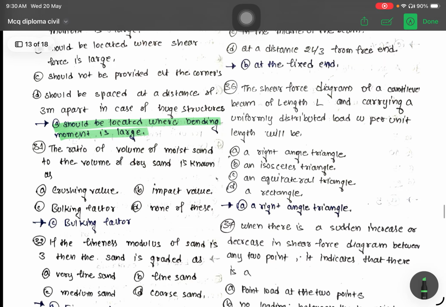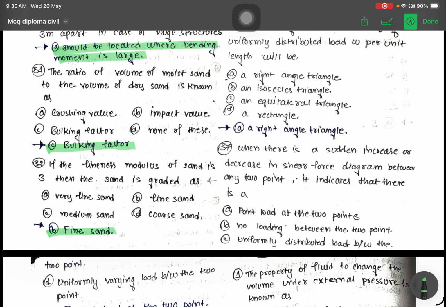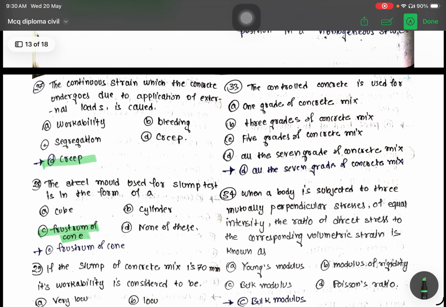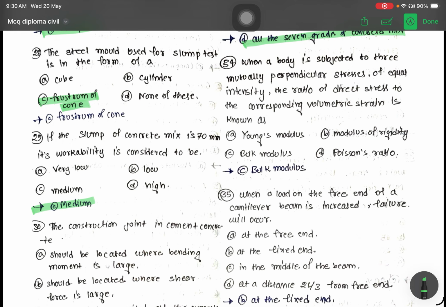The ratio of volume of moist sand to the volume of dry sand is known as bulking factor. If the fineness modulus of sand is 3, then the sand is graded as fine sand. The control concrete is used for all grades of concrete mix. When a body is subjected to three mutually perpendicular stresses of equal intensity, the ratio of direct stress to the corresponding volumetric strain is bulk modulus.